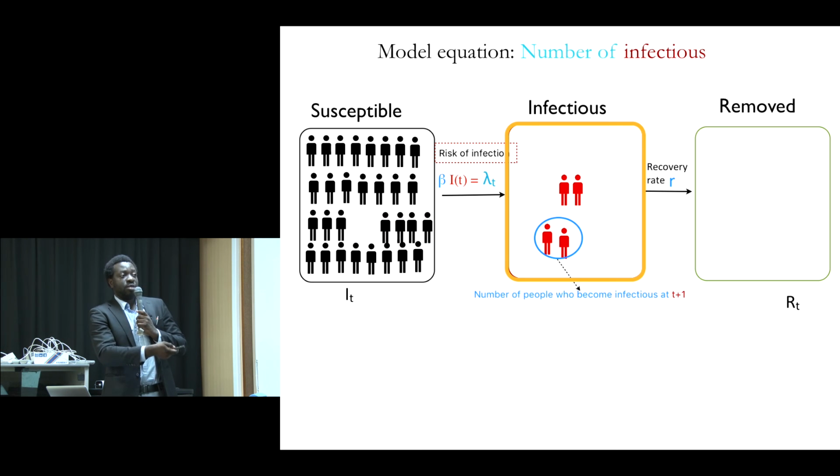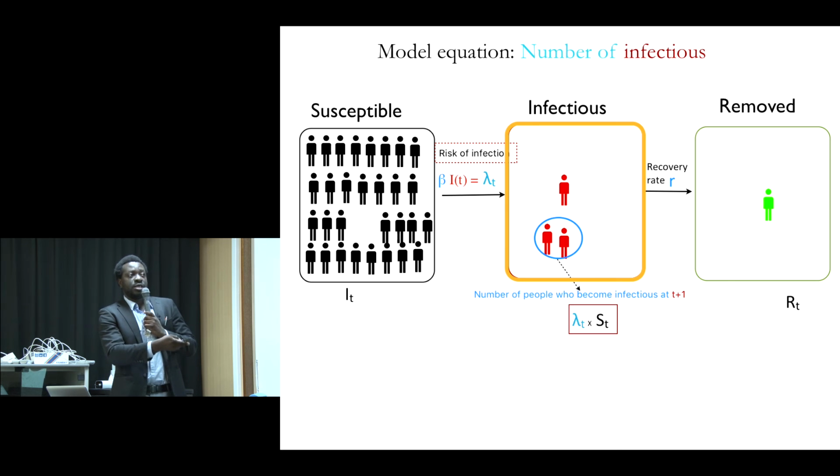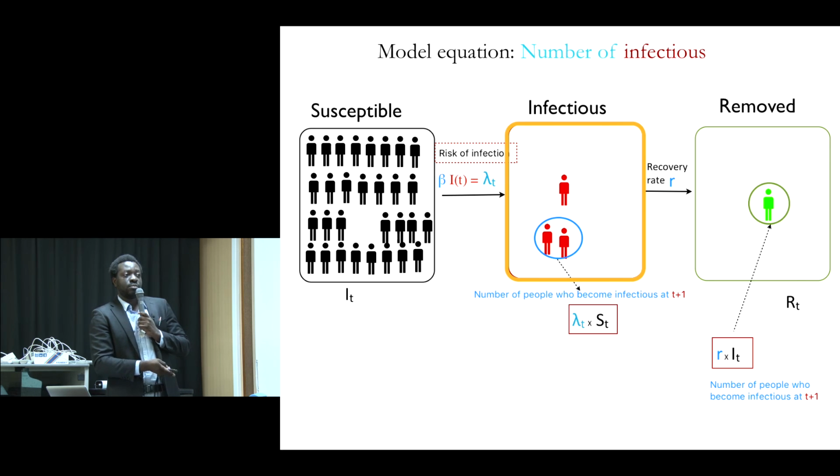So we have the new people here. It's the number of newly infected people. And we have a minus. This is the ones who become immune, leaving the box. It's given by this formula here: the recovery rate multiplied by the infectious.